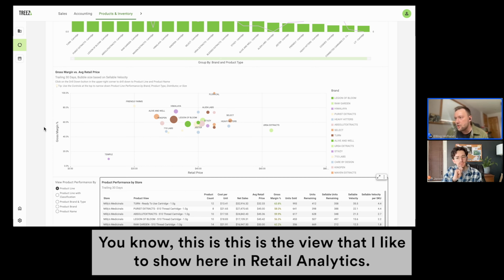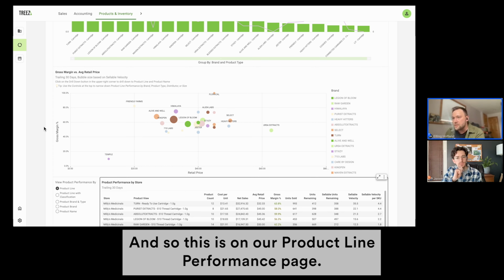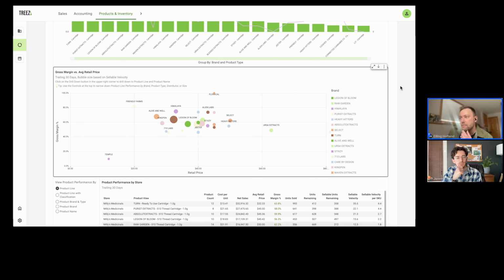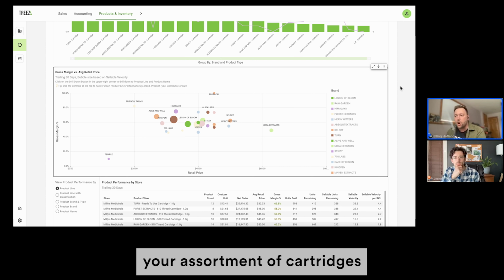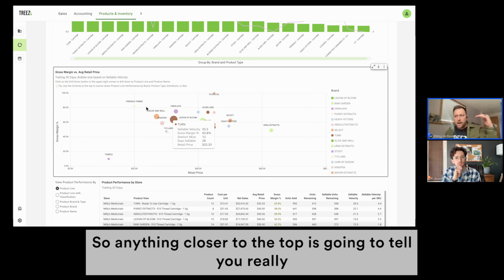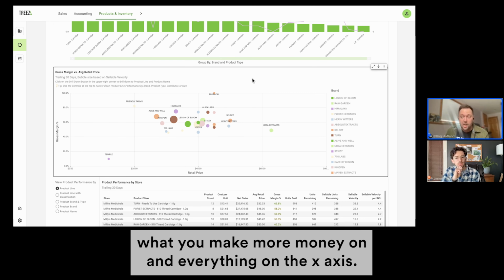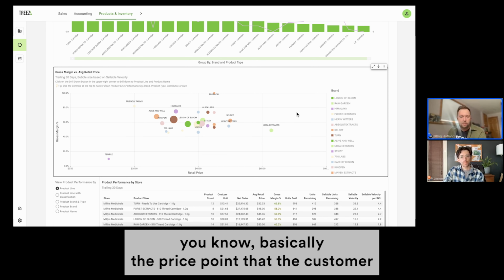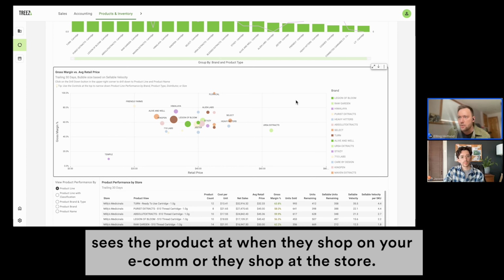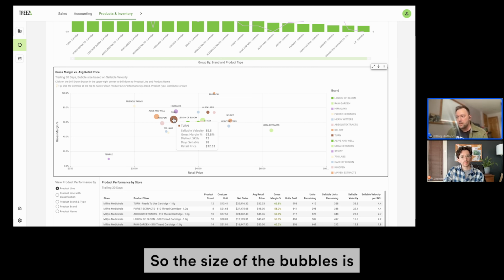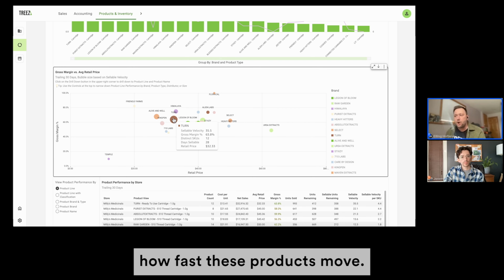This is the view that I like to show here in retail analytics. This is on our product line performance page. What we're looking at is essentially your assortment of cartridges by brand with gross margin on the y-axis. So anything closer to the top tells you what you make more money on. On the x-axis, as things move further to the right, it tells you the price point that the customer sees the product at when they shop on your e-com or in the store. The size of the bubbles is how fast these products move.